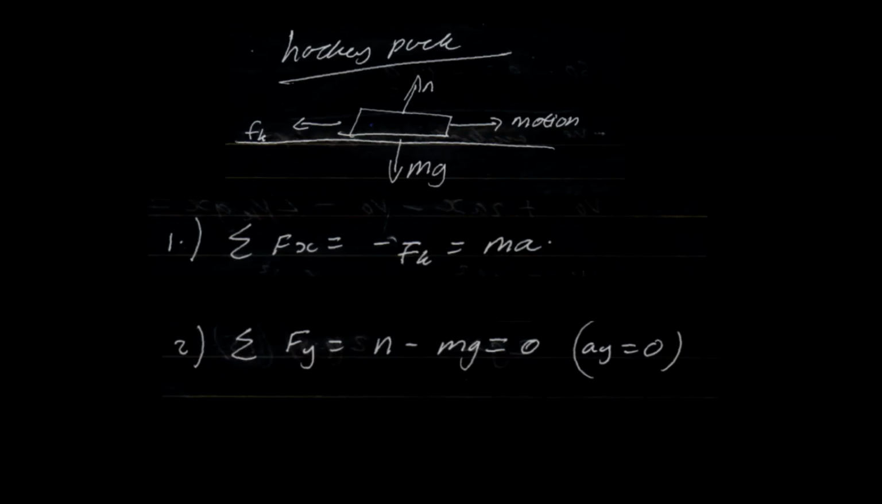Our forces in the y direction should be relatively simple. No motion in the y direction in this scenario, but always make this statement anyway. Here we have mg downwards, giving a negative, and N upwards. Collecting these correctly, Fy net, or sum of Fy, will be N minus mg, which will give us 0, and a vertical acceleration of 0.